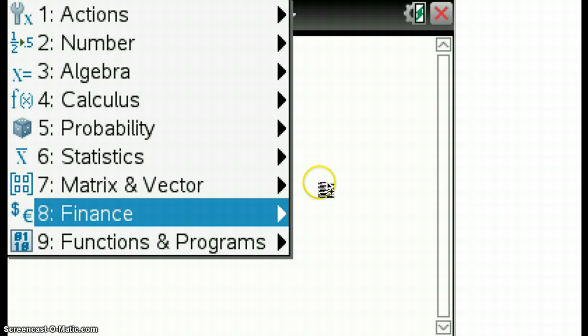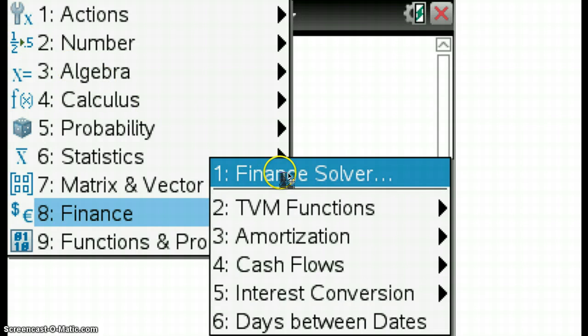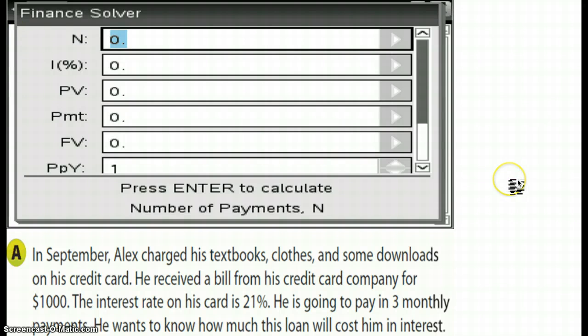From the calculator, you want to go to Menu. This is where we are here. This is the menu from your calculator page. Let's go down to Finance, so you would click 8. Once you click 8, it gives you another drop-down, and you want the Finance Solver, which is 1. If you click 1, or highlight and enter, this is what you come to.